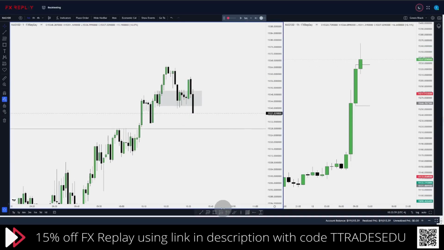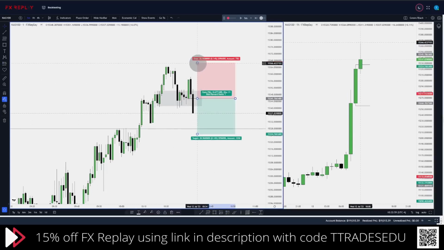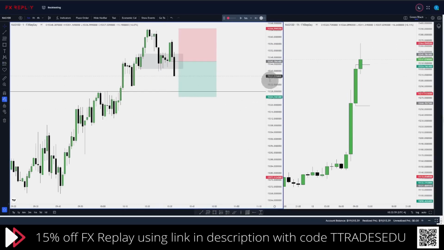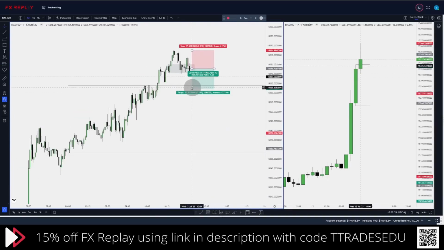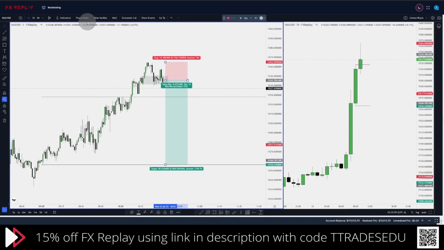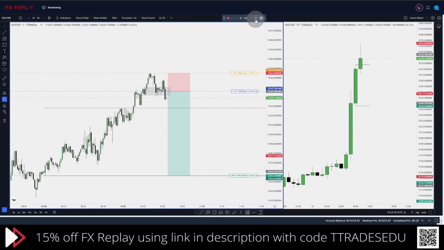Now we have a close below that. So what I'm going to be looking to do is take this order block inside this mitigation or breaker as an entry. I stop on the high. Where am I targeting? The other side of this candle here. Let's place the order. See how this works out.